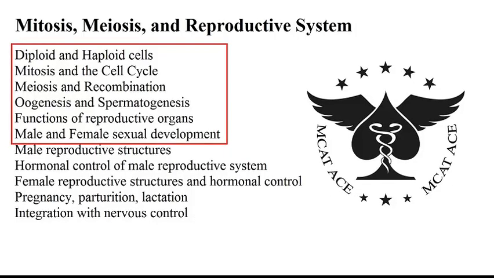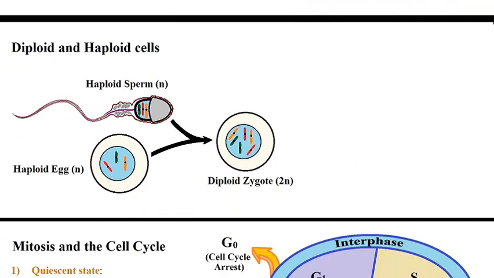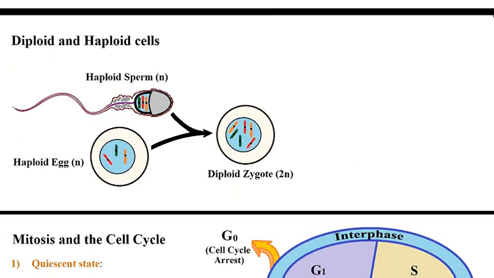Alright, so starting with the first part of this video, let's go over the difference between diploid and haploid cells. So basically, cells that have two pairs of each chromosome, the other name for which is homologous chromosomes, are called diploids. And here, for instance, you can see a diploid zygote. It has a pair of red chromosomes, a pair of orange chromosomes, and a pair of green chromosomes. So these two red ones, for instance, are homologous chromosomes.